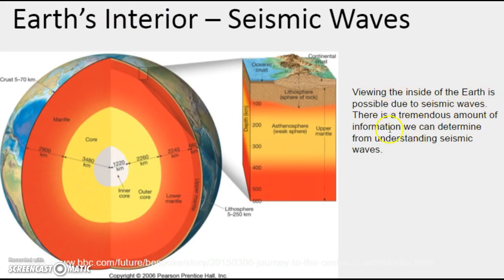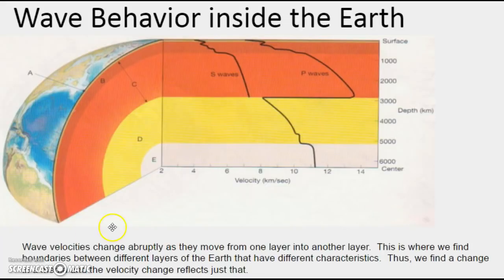There's a tremendous amount of information we can determine from understanding seismic waves. We can actually put these very distinctive layers and depths to the Earth and determine its infrastructure simply by studying the waves. And last but not least, the wave behavior inside the Earth can be graphed and mapped very specifically. Notice S waves die out here at letter D. And that should be obvious to you because letter D is the Earth's outer core. It's liquid. Transverse waves cannot transmit into liquids, but primary or longitudinal waves can.